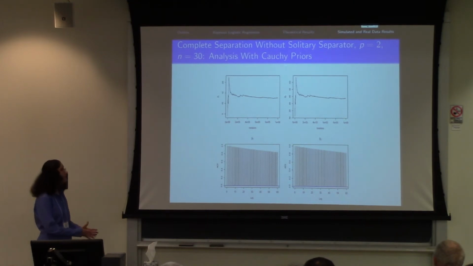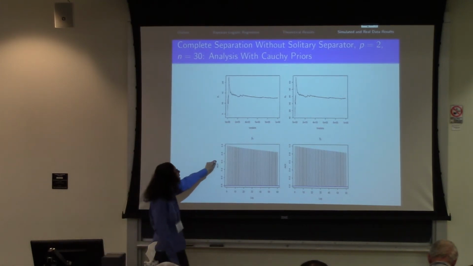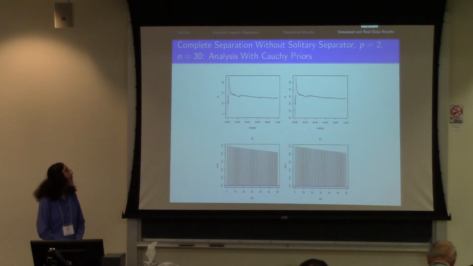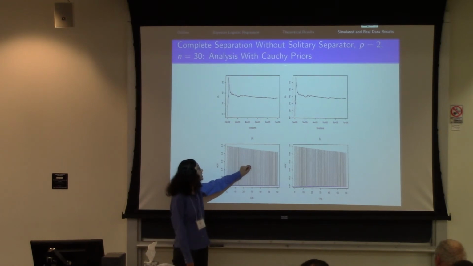So this is simulated data, and the data corresponds to the same picture that I showed you earlier. And here I'm analyzing it with Cauchy priors, and the top two panels are the running means for beta 1 and beta 2. And we see, so here the theorem says that the posterior mean should exist, and it seems to converge, but very slowly. So even after a million iterations, it still kind of looks wiggly. And in the bottom panel, we look at the autocorrelation plots, which seem to show that there's very high autocorrelation and it decays very slowly.